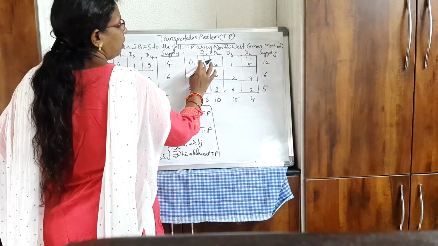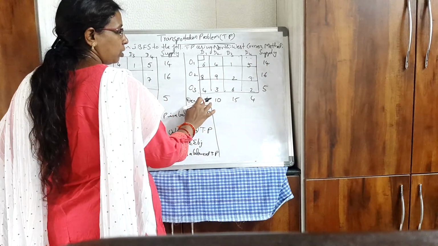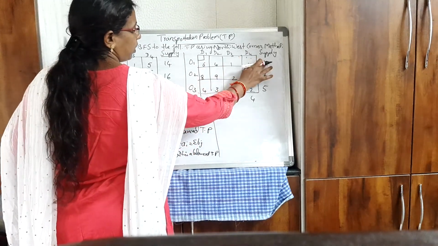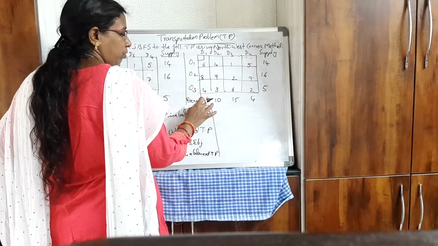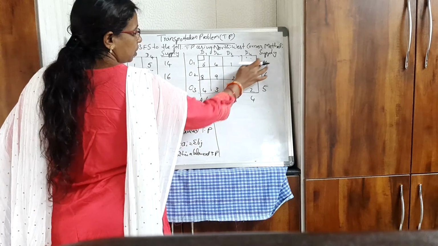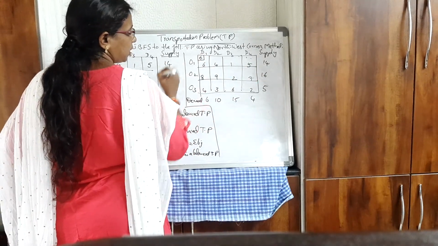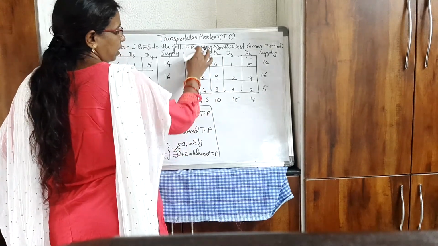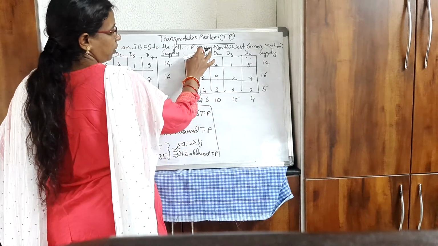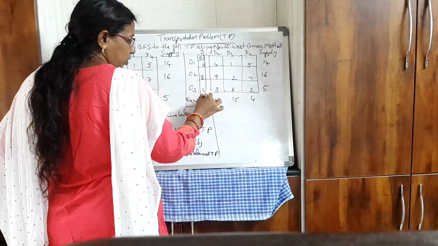Now you have to see what is its corresponding supply value, what is its corresponding demand value. So here its corresponding supply value is 14, corresponding demand value is 6. So you have to allocate the minimum of these two. So the minimum of 14 and 6 is 6. So I will allocate 6 here. So the demand of 6 in the first destination is exhausted. So what I will do? I will strike off this column.